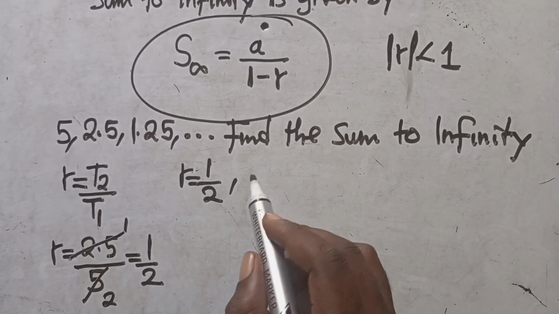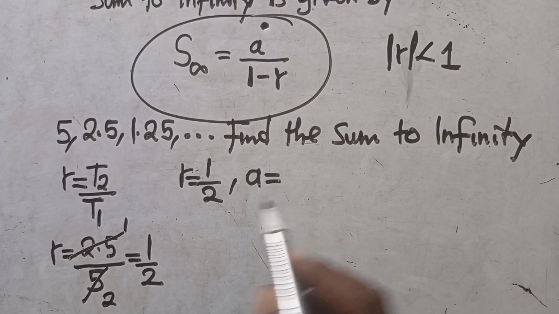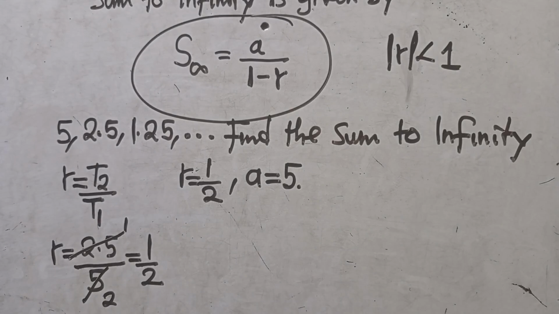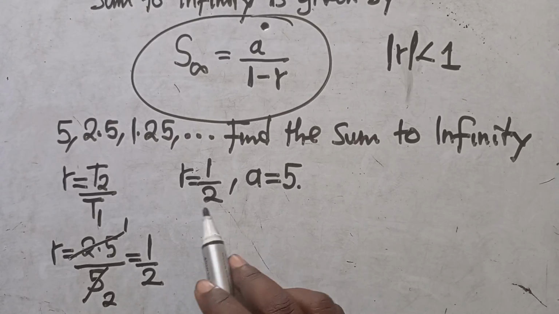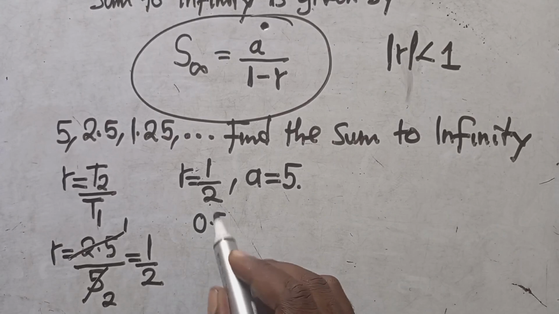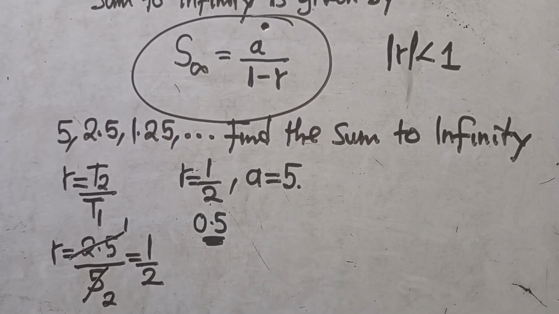You just need to know the first term. What is the first term? The first term is 5. You just get these two and substitute into the formula. The 1 over 2 that you are able to see is just the same as 0.5. Don't be confused.